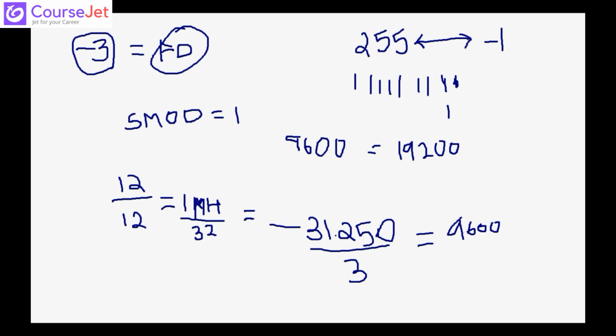Then we will have to load one particular value in TH1. I'm using 0xFD. Why? Because we are using a 9600 baud rate. So FD, FE, FF 3.